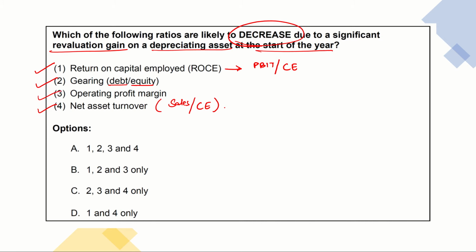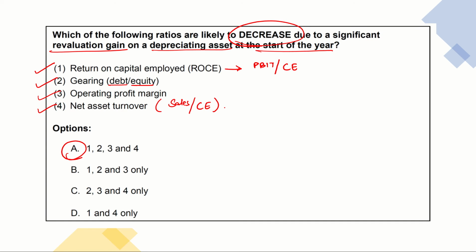Now comes the operating profit margin. A lot of people ended up making a mistake over here, saying that the operating profit margin will not get affected, and that's where the examiner played a bit of a trick, guys, in this question. They are saying at the start of the year. Now what will happen when the asset value goes up? The depreciation for the current year will also go up, and therefore your operating profit margin is going to go down. Therefore, guys, the answer to this question will be option A.